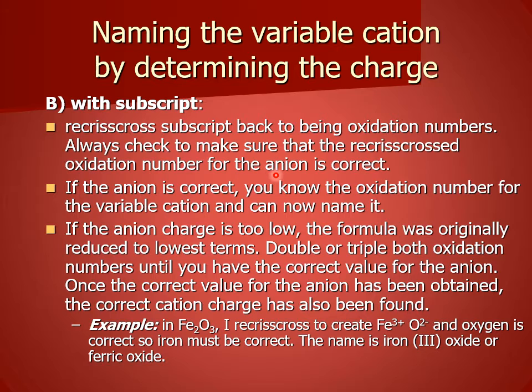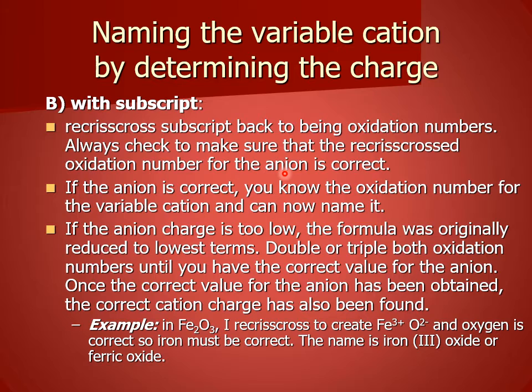And if you double the oxygen, whatever the cation's charge was, you would also have to double that to make it correct. So this is the only way that I am aware of where you can catch formulas that have been reduced, by re-crisscrossing and checking the anion. If it's correct, you're good to go. The positive ion will be correct.